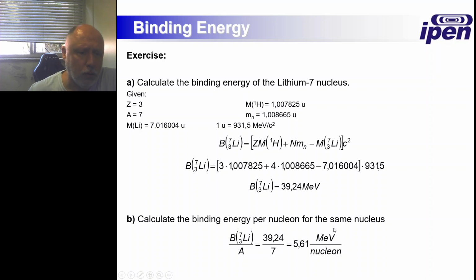And so we calculate the binding energy per nucleon for the same nucleus, just to get this energy we got. We have 7 nucleons inside here, and we have 5.61 mega electron volts per nucleon for lithium-7.